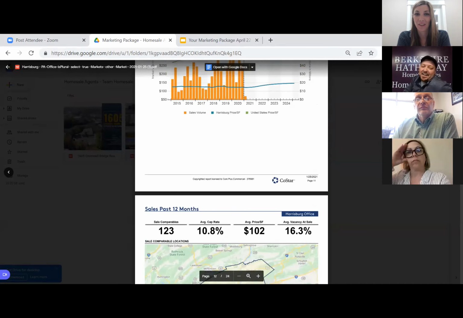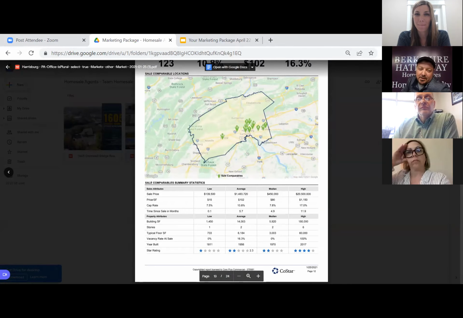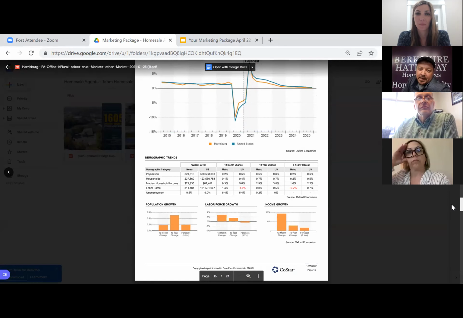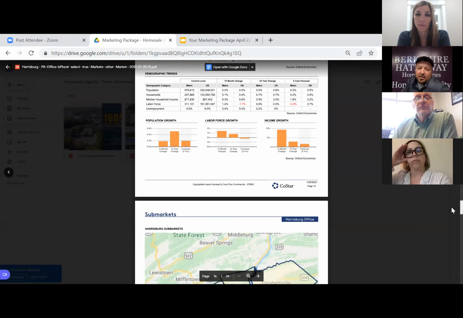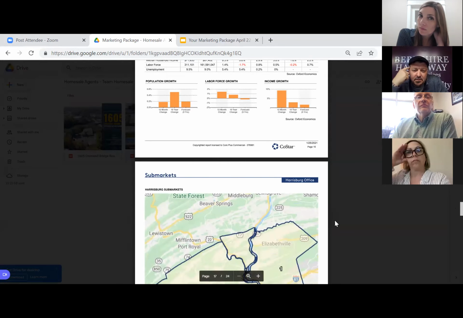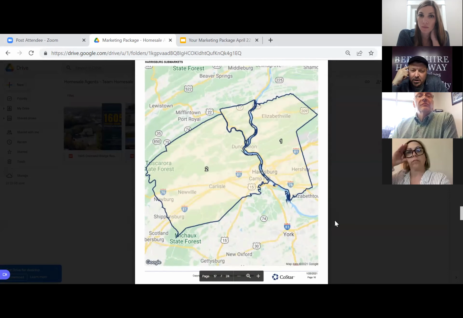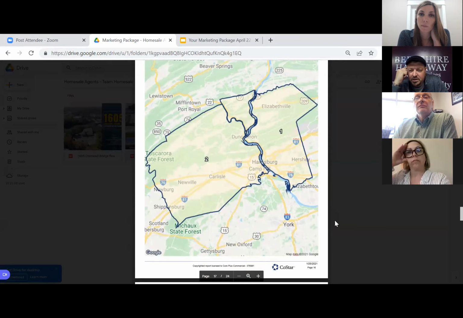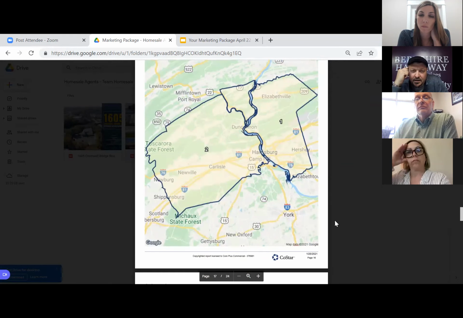All right, construction data. We talked about that. Past 12 months. Keep going. We're at the economy. Okay, submarkets for the economy. Scroll down and you'll see how they break down different regions. Harrisburg is split into two, which includes Hershey. And then you have Shippensburg and Carlisle all in one market. You see Gettysburg is not included in there, nor is York.